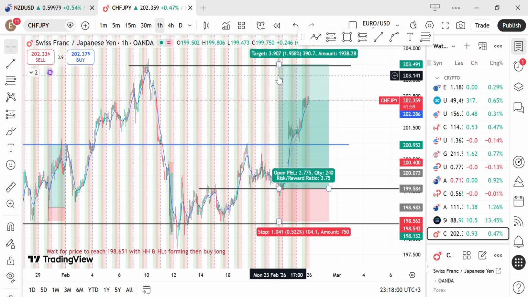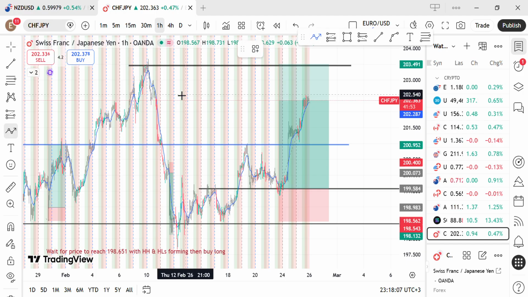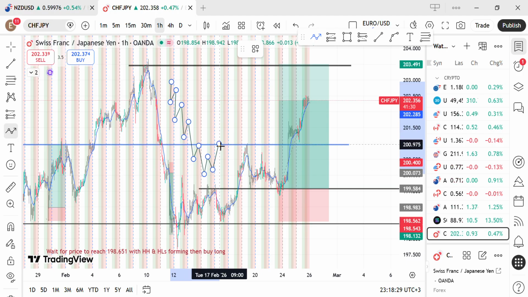Now what do you do in the market when it's a downtrend? In a market, for price to change from a downtrend direction to an uptrend, that means this.